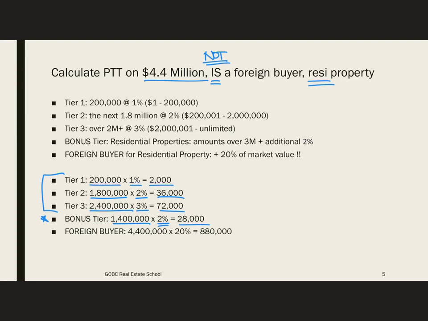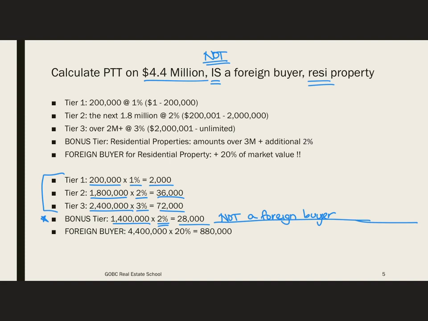So if you were not a foreign buyer, if the question said not a foreign buyer, then you would stop right here for your calculation. So you wouldn't go any further. And these three tiers and the bonus tier would be all that you owe. Okay, so we'll do that math in a second.